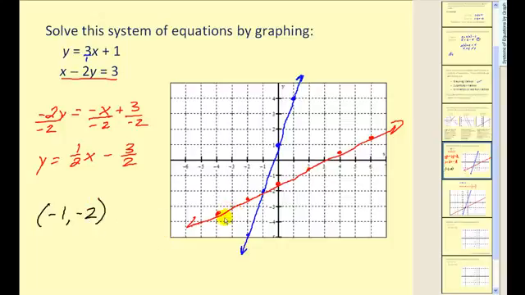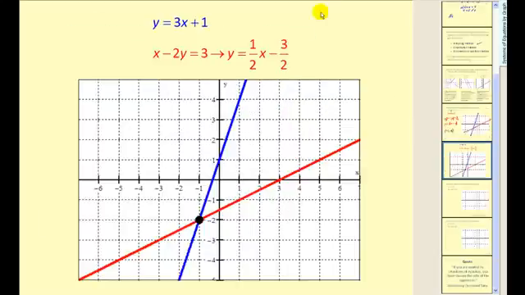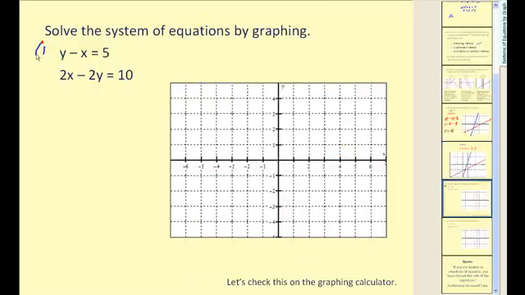Now you can see right away one of the disadvantages of graphing to find a solution is you have to be extremely accurate, and sometimes that's very difficult, especially if the x and the y coordinates are not integers. Here's another look at it using a graphing program. We'll take a look at how you can do this on your graphing calculator on the next problem. So again, we'll graph these two lines and then analyze the results.